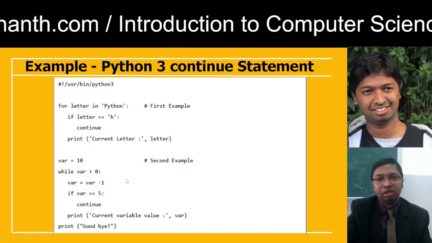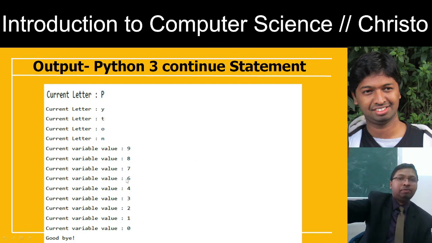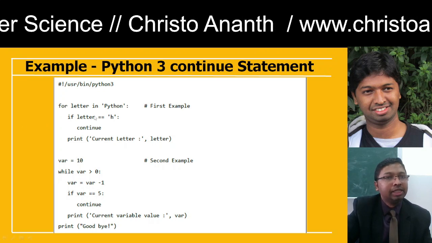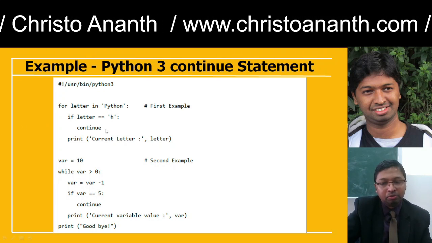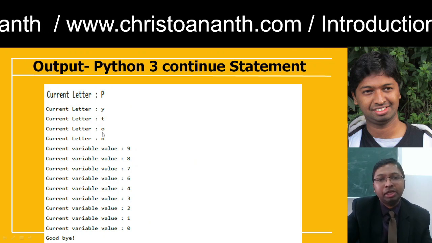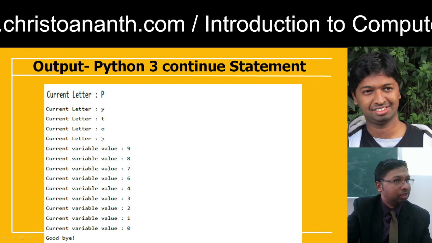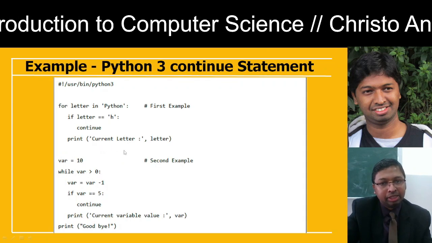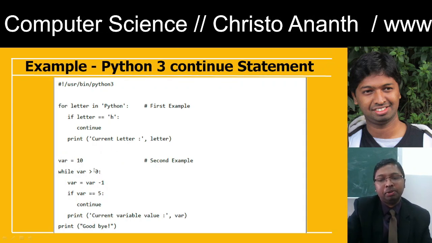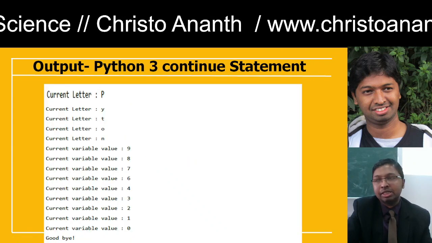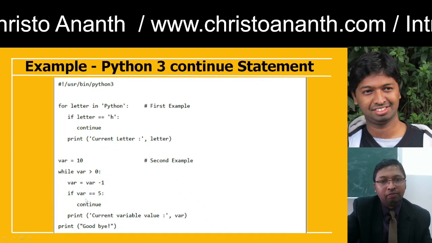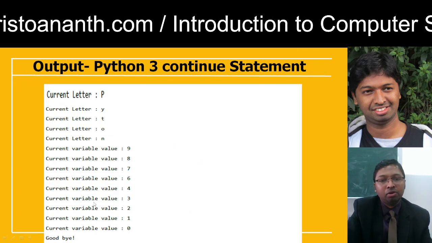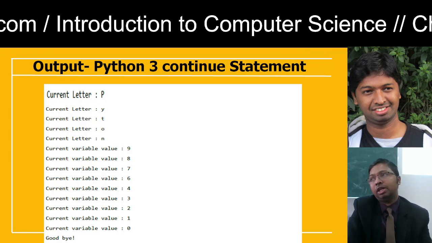And print goodbye. The difference is that here you can see current letter P, Y, T. Here you had if letter is equal to H, continue, which means that H will not be printed but the next ones, O, N, will be printed. Similarly, current variable starts from 10. That 10 will not be printed, then 9, 8, 7, 6, and after that if variable equal to 5, continue, which means that 5 will not be printed but 4, 3, 2, 1, 0 and finally goodbye.